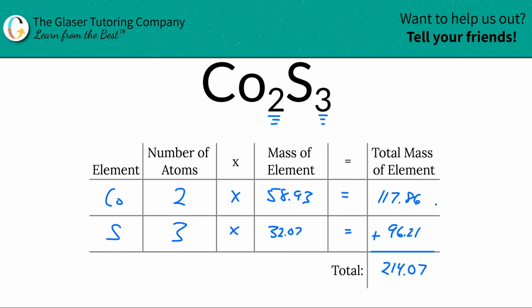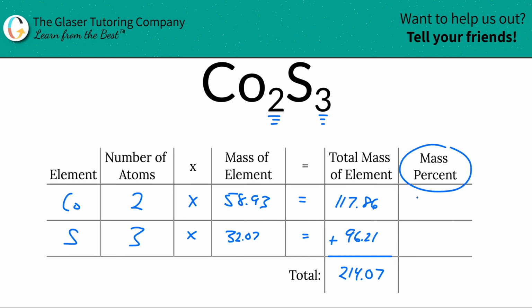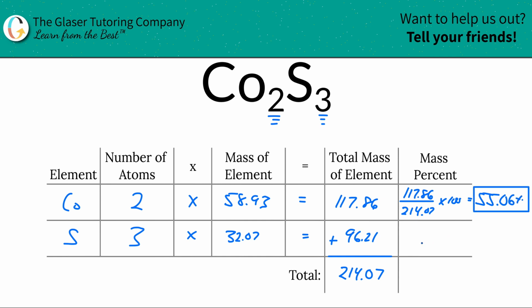I'm going to add another column to the table. So to find the mass percent of cobalt, or the percent composition, we're simply going to take the total mass of that particular element, that cobalt, 117.86 units of mass, and divide it by the mass of the entire compound, 214.07, and then multiply it by 100. This is a simple percent calculation: part over whole times 100. And let's simply calculate that. So that works out to be about 55.06%.